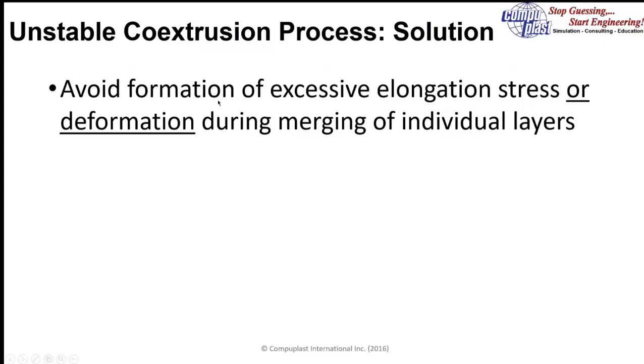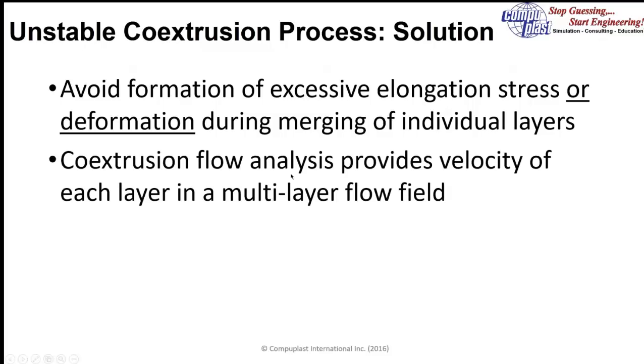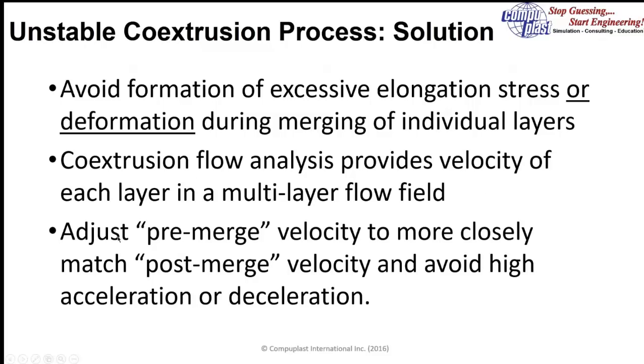So for an unstable coextrusion process, the solution is to avoid formation of excessive elongation stress or deformation during the merging of the individual layers. In coextrusion, flow analysis provides the velocity of each layer in a multi-layer flow field, and we can adjust the pre-merge velocity to more closely match the post-merge velocity and avoid any high acceleration or deceleration.